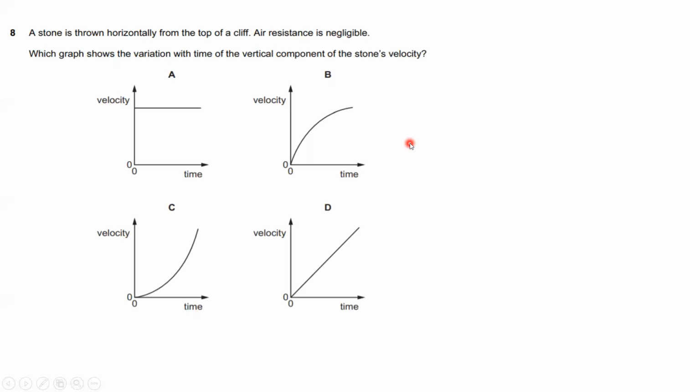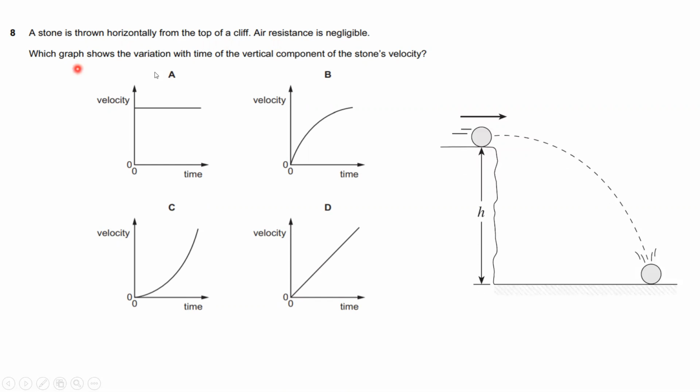Question 8. A stone is thrown horizontally from the top of a cliff. Air resistance is negligible. Which graph shows the variation with time of the vertical component of the stone's velocity?